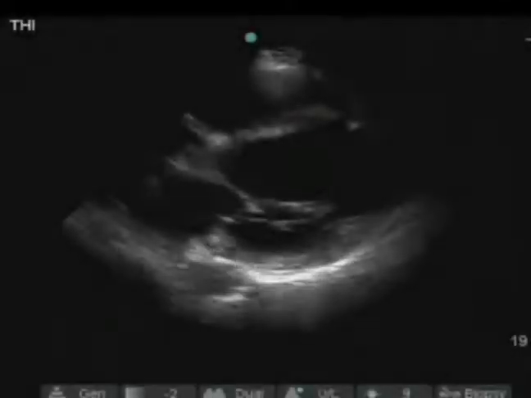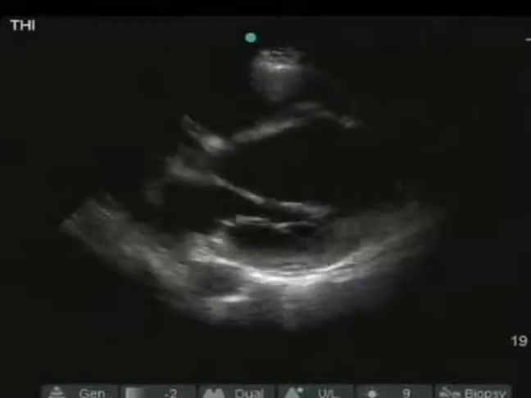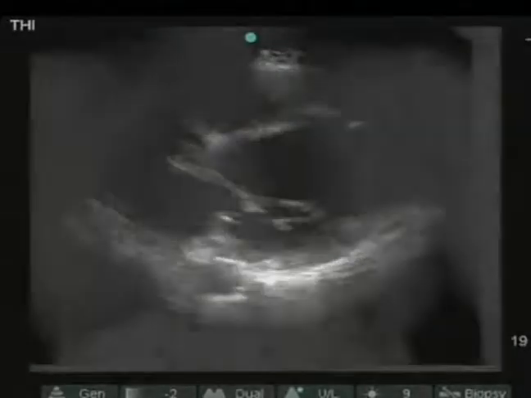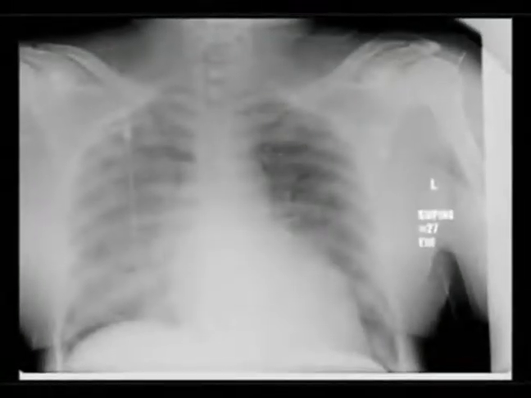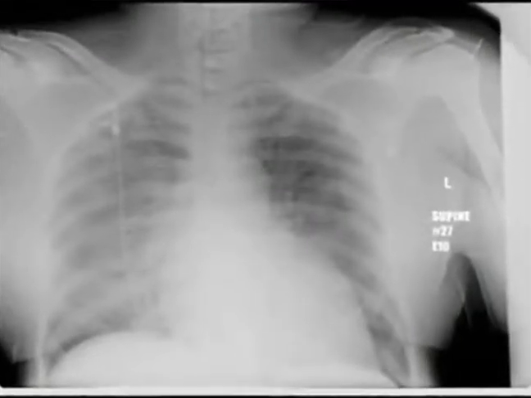You perform a limited ED echo on your dyspneic patient and identify poor contractility. Chest X-ray demonstrates an enlarged cardiac silhouette and pulmonary edema. Treatment for decompensated heart failure is initiated.